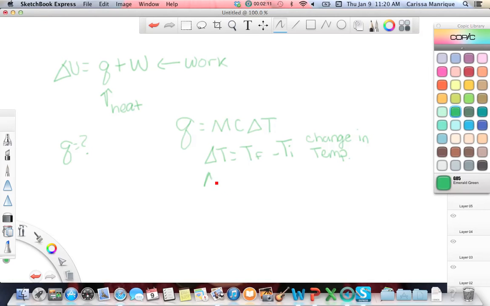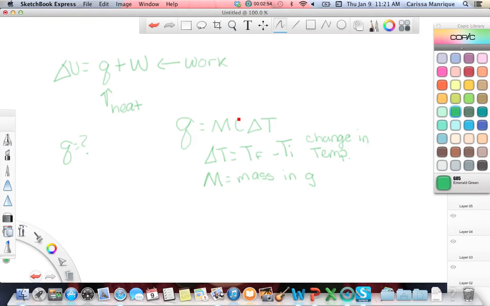Mass, M, is mass in grams. So let's think about this. We know there's going to be a change in temperature, but it also depends on how much of something we have. If we have 10,000 grams of something versus 1 gram, it's going to take a lot more energy to heat up the 10,000 grams. So we need the mass in the equation because we need to know how much we have, since that determines how much energy it's going to take.